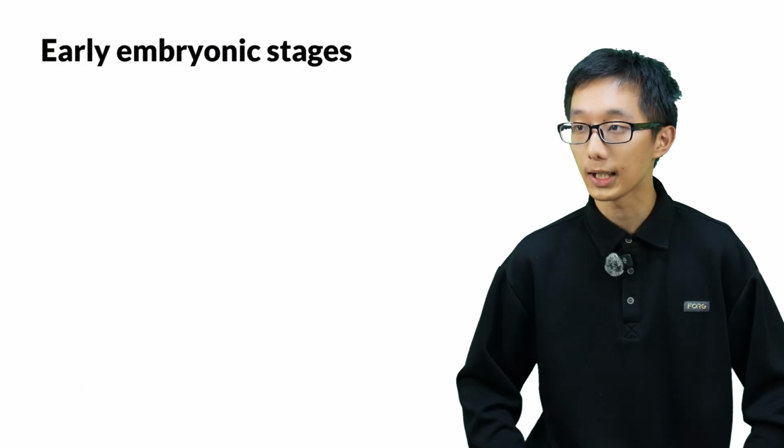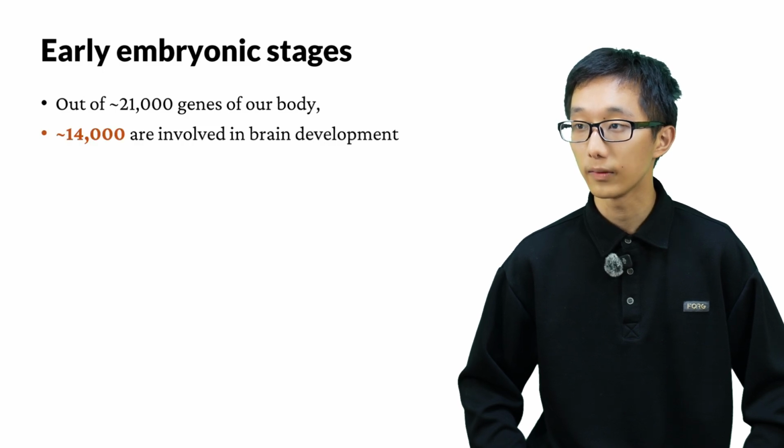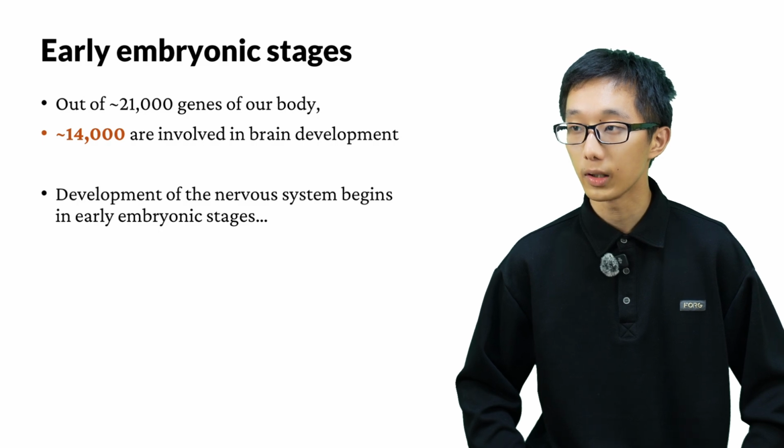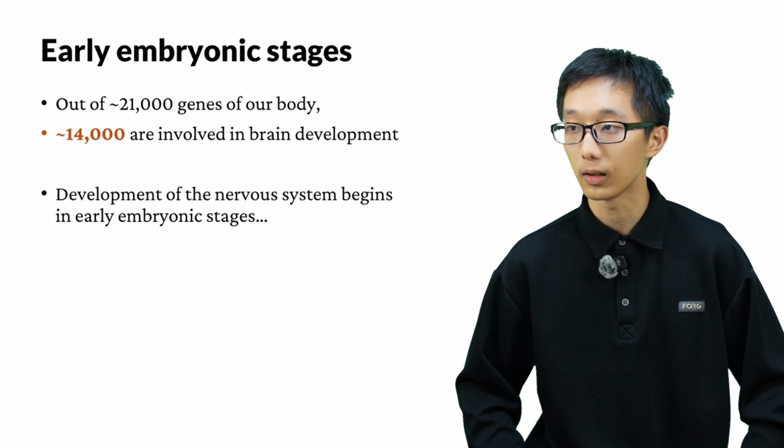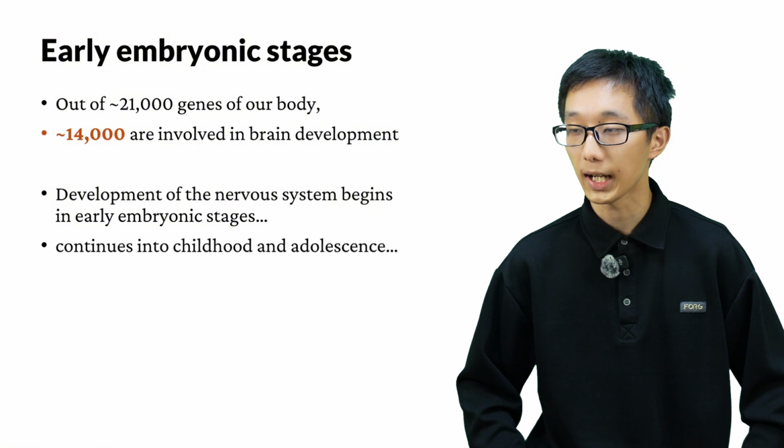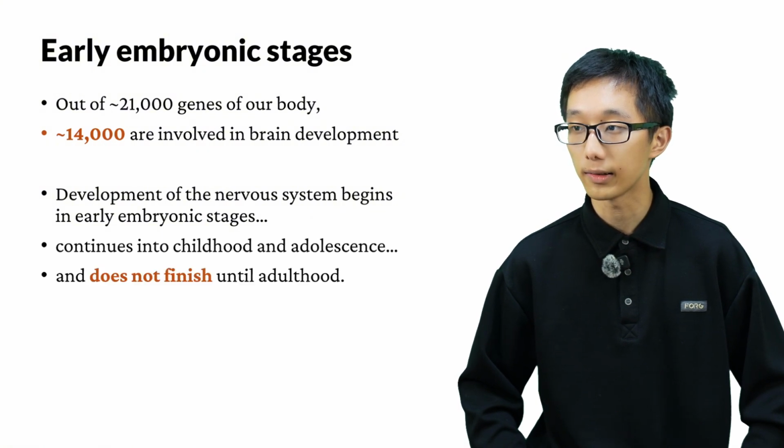Early embryonic stages. Out of the 21,000 genes of our body, about 14,000 are involved in brain development. It is a very complex process indeed. The development of the nervous system begins in early embryonic stages. It is carried on into childhood and adolescence, and does not finish until adulthood. That's a very, very long process.